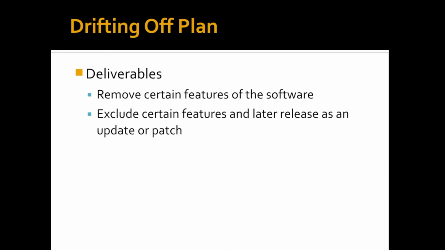Lastly, if the deliverables for the testing phase are starting to drift off plan, you could always just have a meeting to exclude certain features of the software that are proving difficult to test, as long as they aren't going to take away a key requirement of the project. With these features, you could also just exclude them until you have a chance to test them, and then later release them as part of an update or a patch.